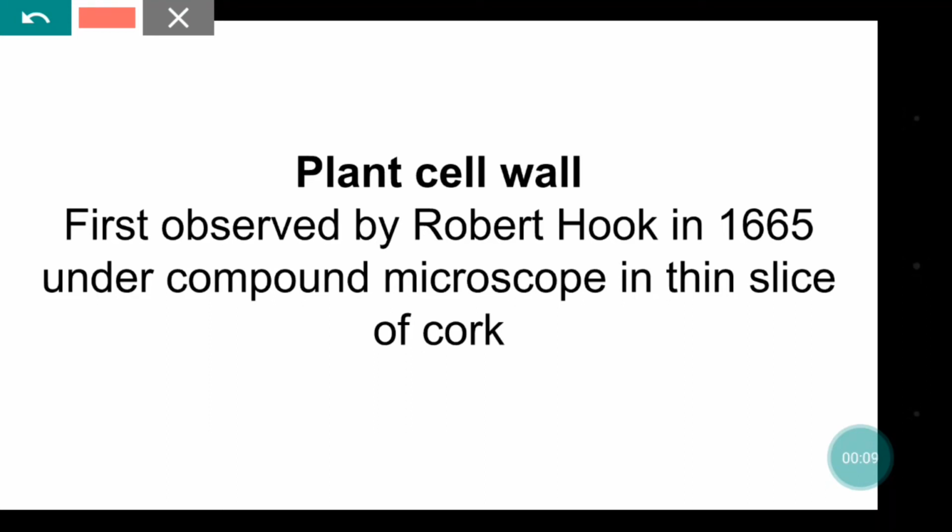Hello everyone. Today we will discuss the plant cell wall. It was first observed by Robert Hooke in 1665 under a compound microscope in a thin slice of cork.